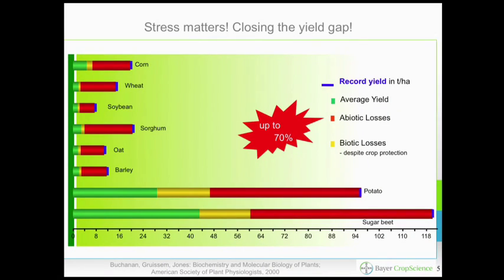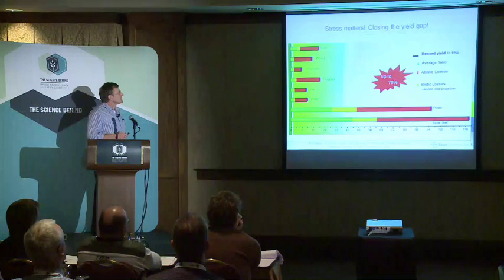Stress really matters, and this becomes clear when we look at data published by the American Society of Plant Physiologists in 2000. What we see here is a comparison between the record yield marked in blue and the green average yield for these arable crops. These data have been generated in the northwest of the US. And what we see further is that the major yield losses can be attributed to abiotic stresses, here in red, so up to 70 percent or even more of yield can be lost due to abiotic stress.